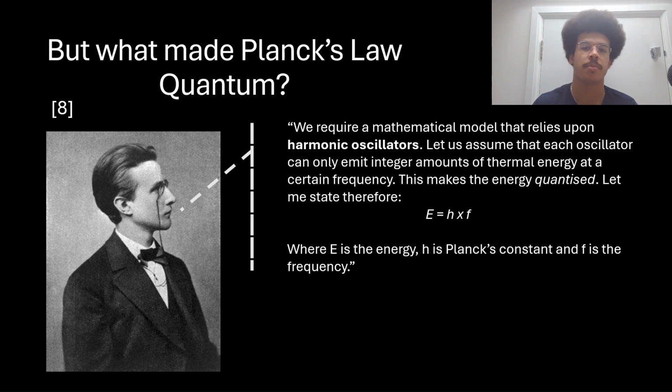And so Max Planck said, okay, well, I need to mathematically describe this. So let's say that these atoms are like harmonic oscillators. We are going to explain what harmonic oscillators are, so bear with me for just a second. But let's say that these atoms are like harmonic oscillators, and let's assume that each oscillator could only emit a limited and certain amount of energy, thermal energy, at a certain frequency.